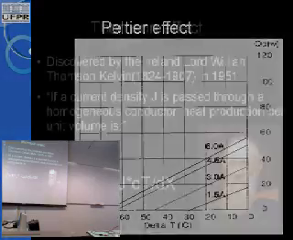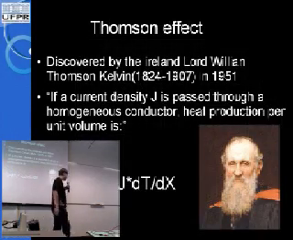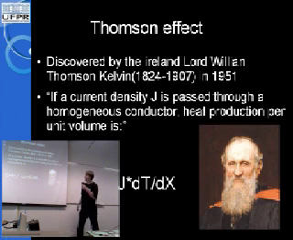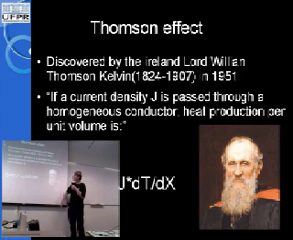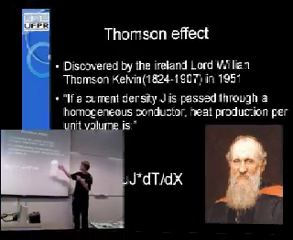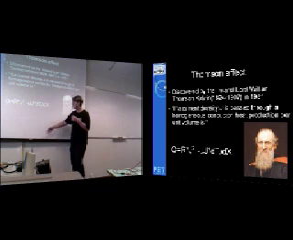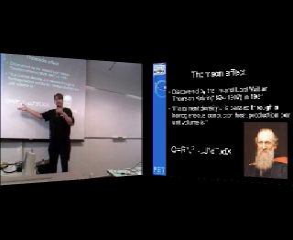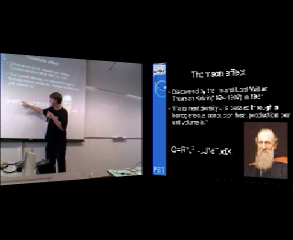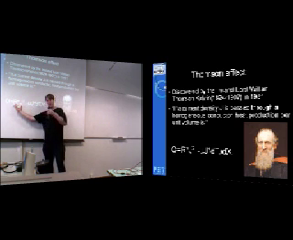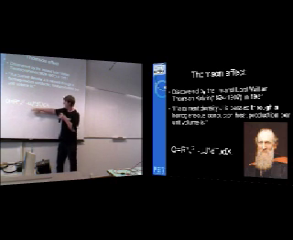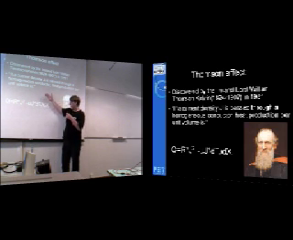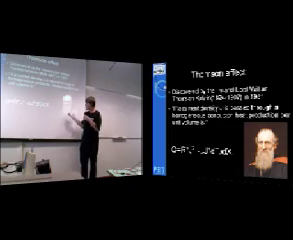So finally, a little bit about the Thomson effect. The Thomson effect was discovered by Kelvin in 1851 and says if a current density J is passed through a homogeneous conductor, heat production per unit volume is R, that is the natural resistance of this material, times J squared, and this part is Joule's law, okay, minus the Thomson coefficient times the current times the derivative of the temperature with respect to space. This is Lord Kelvin.